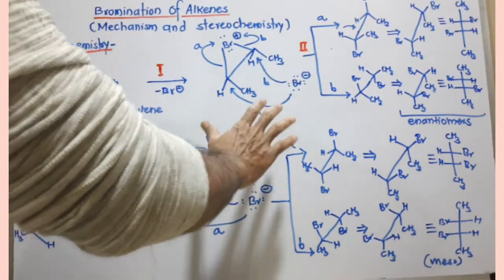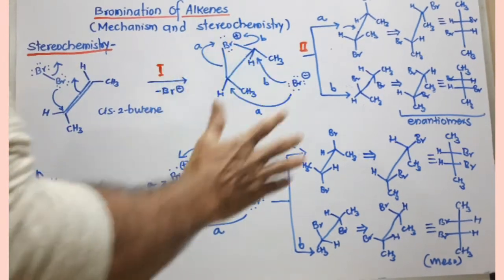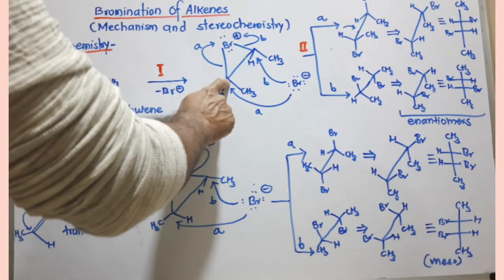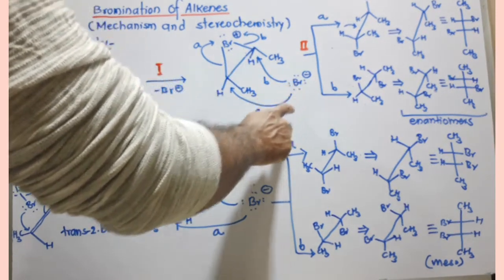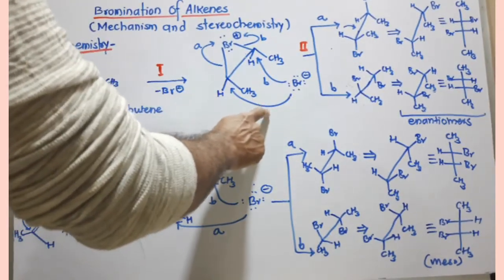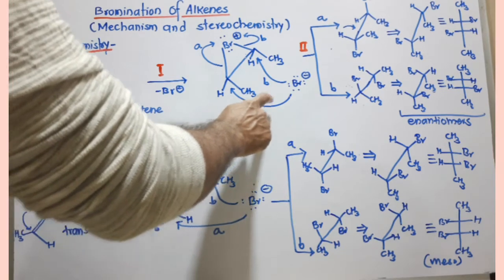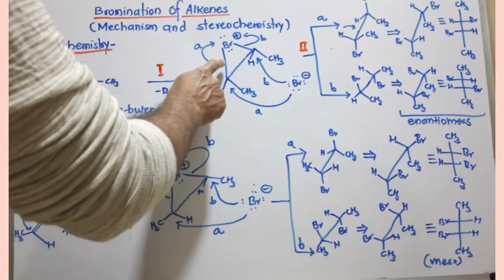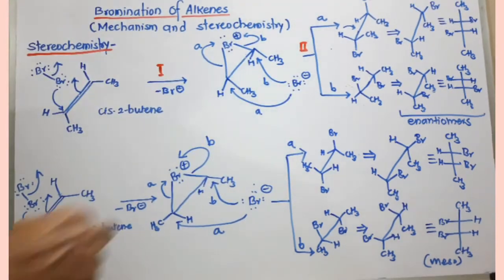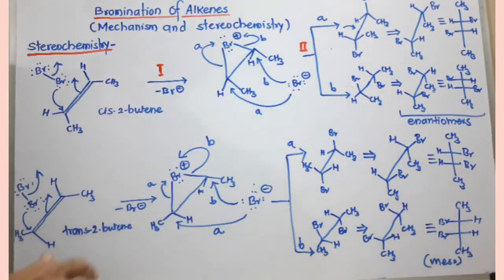For that purpose, I have selected two routes, two possibilities. This Br may prefer this carbon or this carbon. When it is going to attack this carbon, we call it the A route. And if Br is attacking here, we have to break this bond. So Br will move to the next carbon. So this is A. First of all, see here.